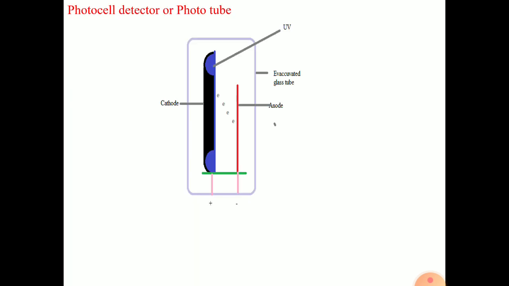Next we are discussing the photocell detector or phototube. Why are we calling it a phototube? It has a tube-like structure, with a half cylindrical tube in black color. We can assume one tube cut vertically, and that time we get a half cylindrical tube.